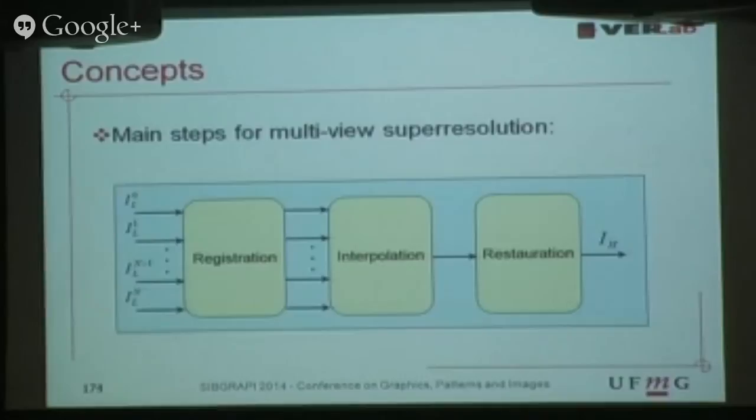So the idea is that using multi-view, in other words, you have small displacements with your device, right? And you aim at your scene. And here you have as input several low-resolution images and depth information. So the first step in the pipeline is to register all this information. Right? You have to align them correctly. Then you have to perform some interpolation, just like it happens in regular super resolution in images, right? And then you perform restoration, which means finally you obtain some image that will be in higher resolution.